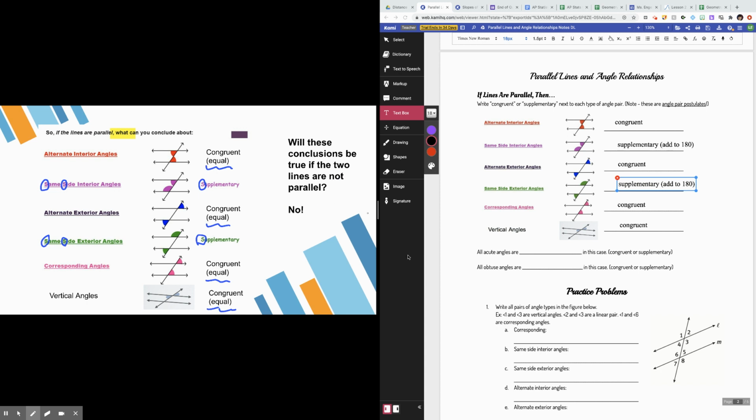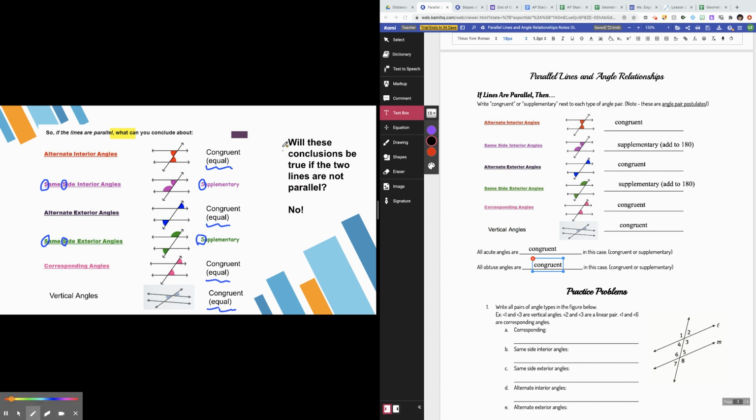Okay, and another thing that this means, which we kind of talked about already, is that all of the acute angles are congruent. If I could spell, that would be awesome. And all the obtuse angles are congruent. Always, okay?